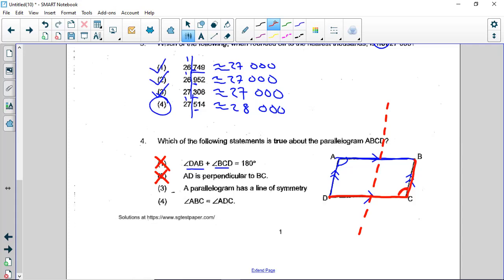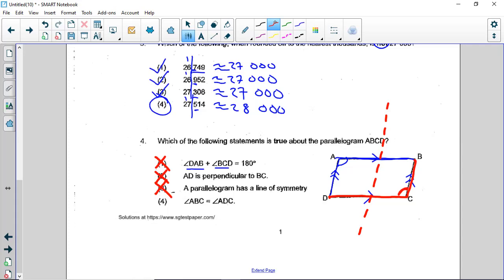All right, what is symmetry? Symmetry means when you fold it, what happens? You only see one side. Right, one side looks the same as the other side. So there's nothing that comes out. If something comes out, that is not symmetry. So for this parallelogram, no matter how you fold it in half, something will come out on the other side. So number 3 is not correct.